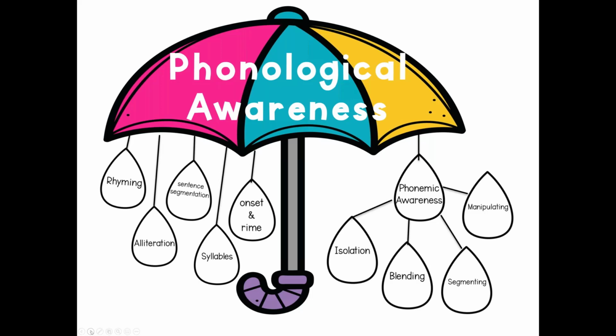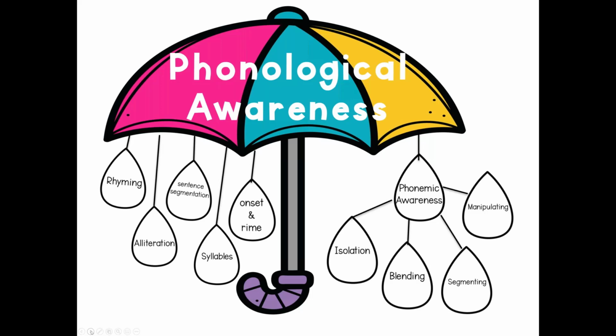Children who have phonological awareness are able to identify and produce rhymes. They're able to break words into syllables. They're able to tell how many words are in a sentence. They're able to recognize words with the same initial sounds, and they're able to blend and segment onset and rimes.